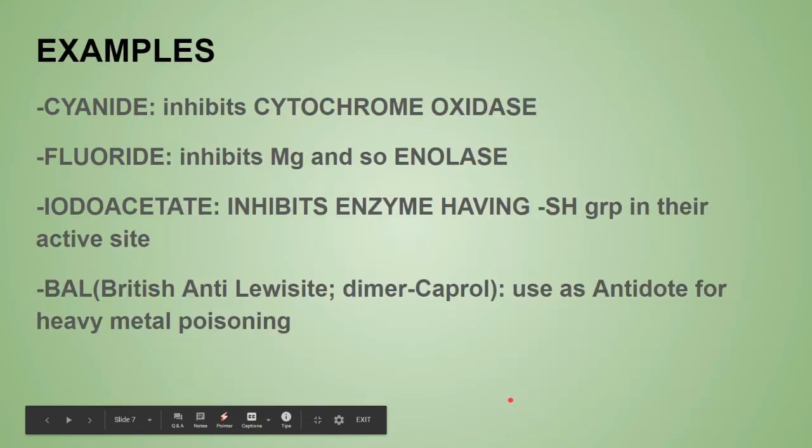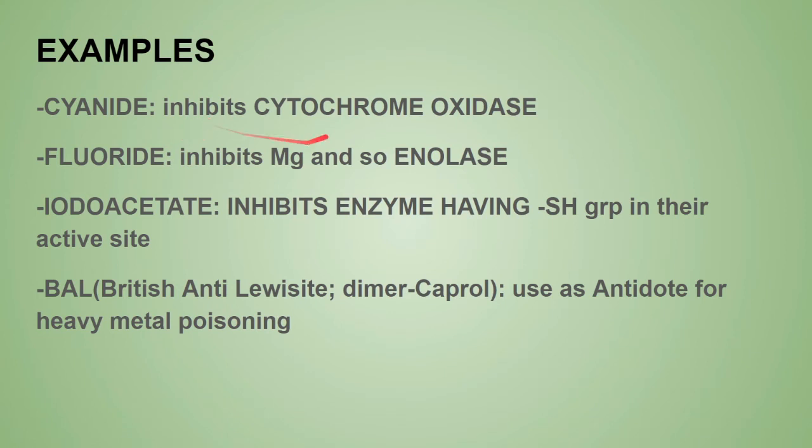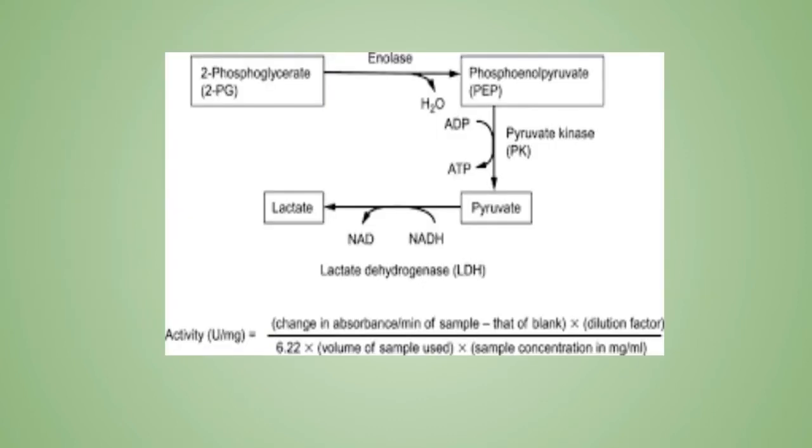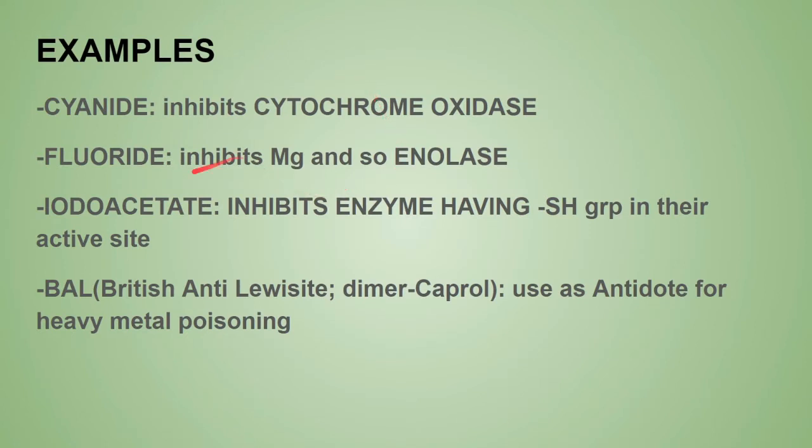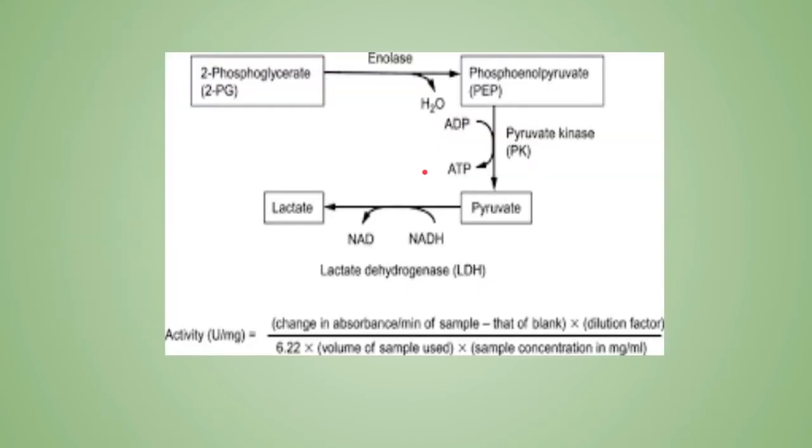Now the examples are, first of all, cyanide. It inhibits cytochrome oxidase. Fluoride inhibits magnesium, and so the enolase. You may know that in the glycolysis pathway there is a reaction in which 2-phosphoglycerate is converted into PEP, phosphoenolpyruvate, by the enolase enzyme. This enolase enzyme needs magnesium for its activity. But if we inhibit this magnesium with the help of fluoride, enolase won't act, and because of this, 2-PG is not converted into PEP, and glycolysis will not proceed further.